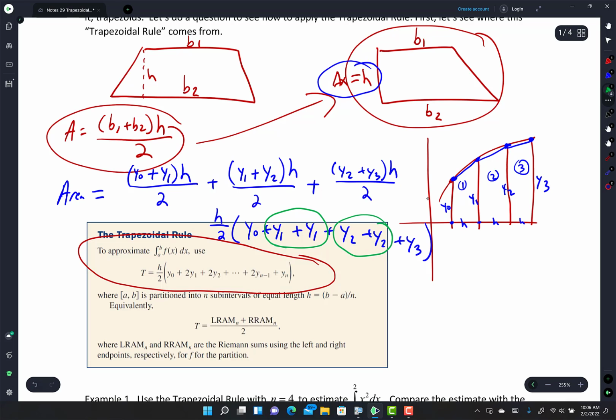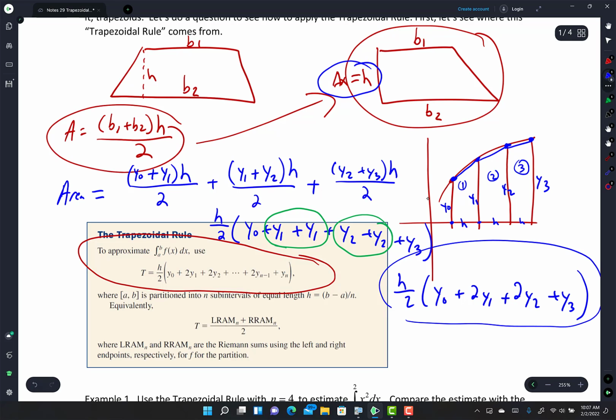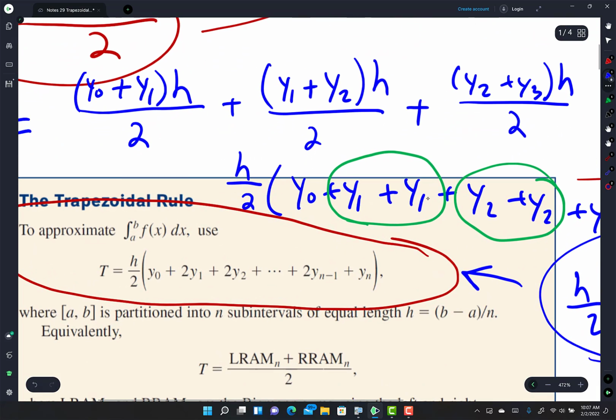Do you see how you have two Y1s and two Y2s? So now check this out. Look how beautiful this is. H over 2, Y naught plus 2Y1 plus 2Y2 plus Y3. Look at this formula and look at the formula they gave us. Is it not the same formula?